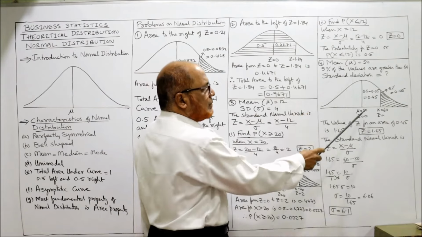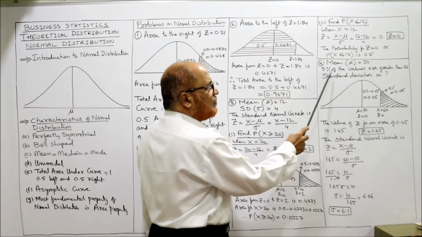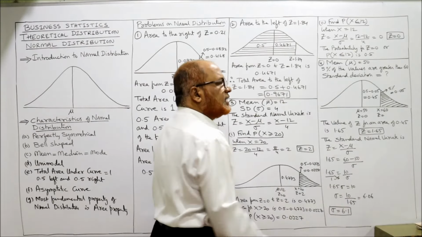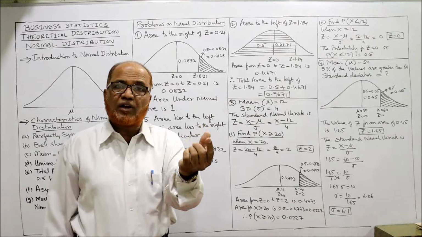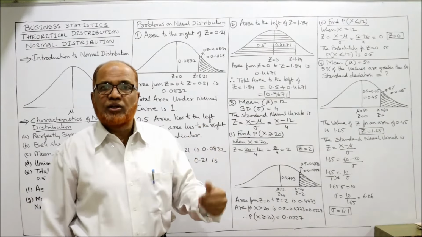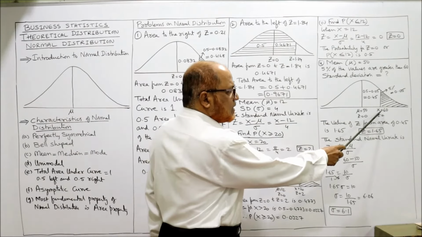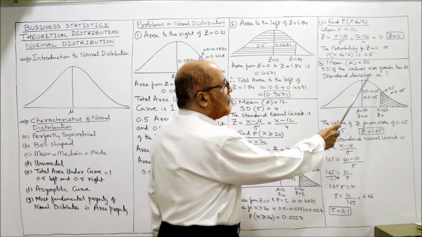The mean mu is given. Mu is equal to 50. z is equal to 0. 5% of the values are greater than 60. First of all, is 60 more than 50 or less than 50? 60 is greater than 50. So on the right side I have taken x equal to 60, right? Now x is equal to 60.